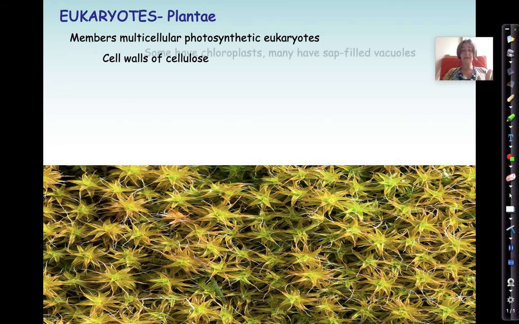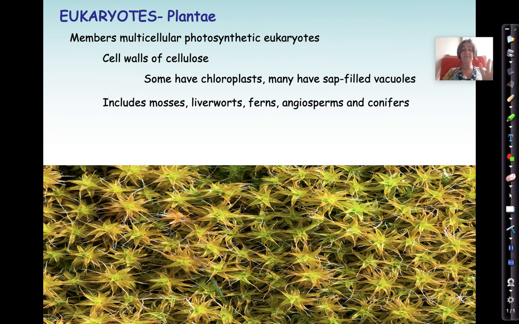All right, our plants then. Now our plants are multicellular, and so that means that each organism is made up of many cells, and they photosynthesize, so they capture light from the sun. They have cell walls that are made of a substance called cellulose. Because they have a cell wall, that makes them a little bit crunchy. So you think about celery, it's a plant, it's a bit crunchy, it's got a wall.